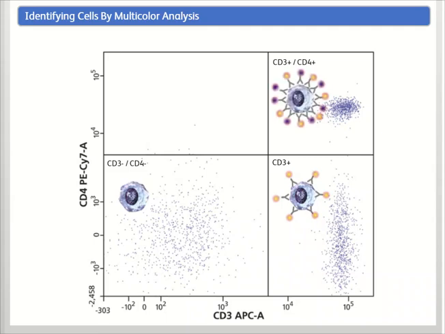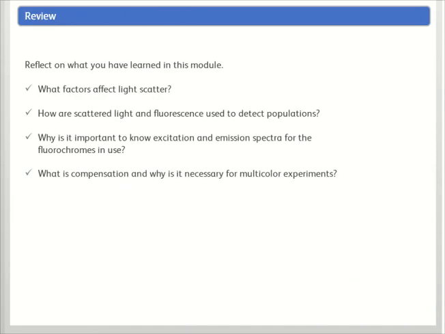Compensation enables the use of multiple fluorochromes with overlapping emission spectra within an experiment. Different cell populations can then be identified using different fluorochromes. This example shows a dot plot with 3 cell populations. Cells with CD3 appear on the right of the APC axis compared to cells without any CD3 binding. Cells with both CD3 and CD4 appear in the upper right quadrant.